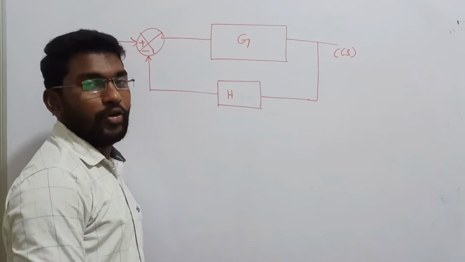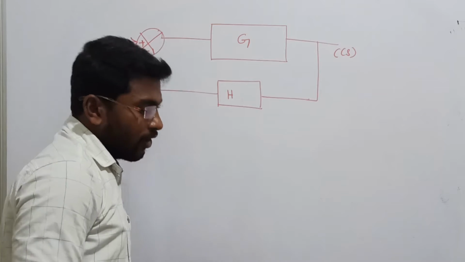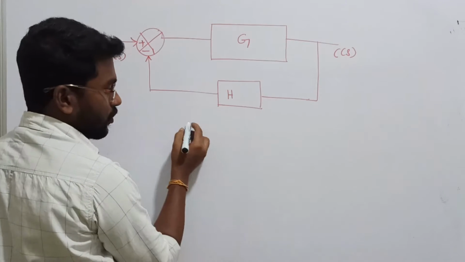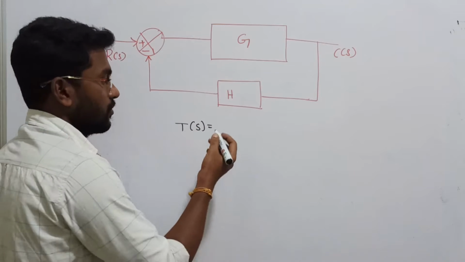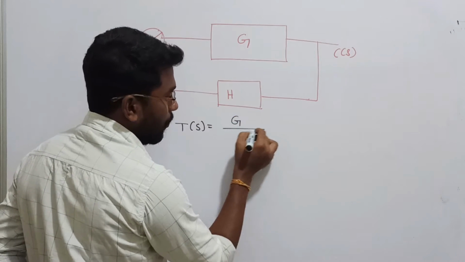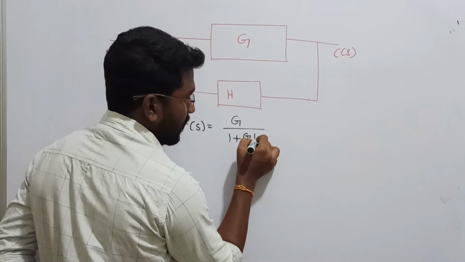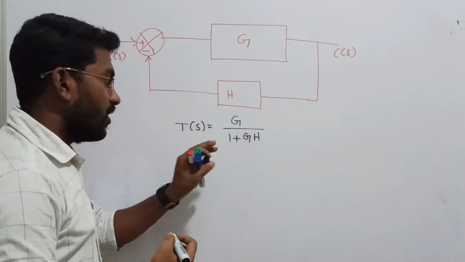That is beautiful, right? Now we all know the transfer function of the closed loop system. Already we saw how to build the transfer function of the closed loop system. That was simply written as G upon 1 plus G into H. Is there any mistake? No, I did not make any mistakes.